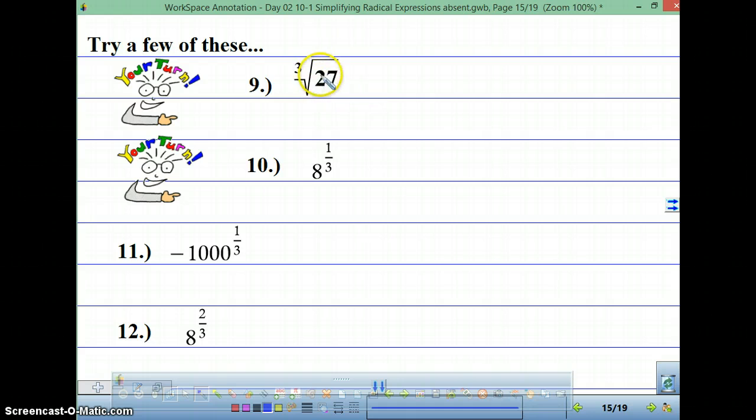So here's an example. This is the same thing as the cube root of 27. 27 is just 3 times 3 times 3. Here is a triple match. That comes out of the radical. So this becomes, these are inverses. This is the cube root of 3 cubed, which equals just 3.